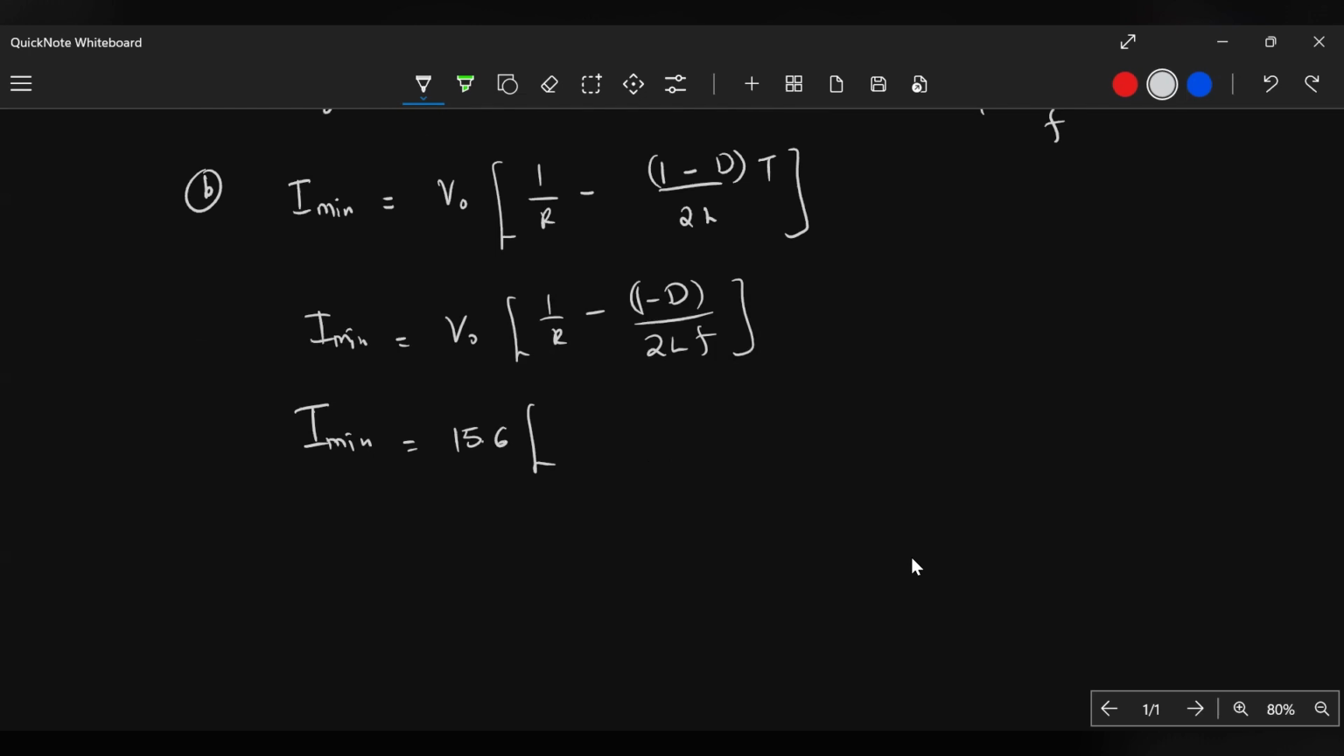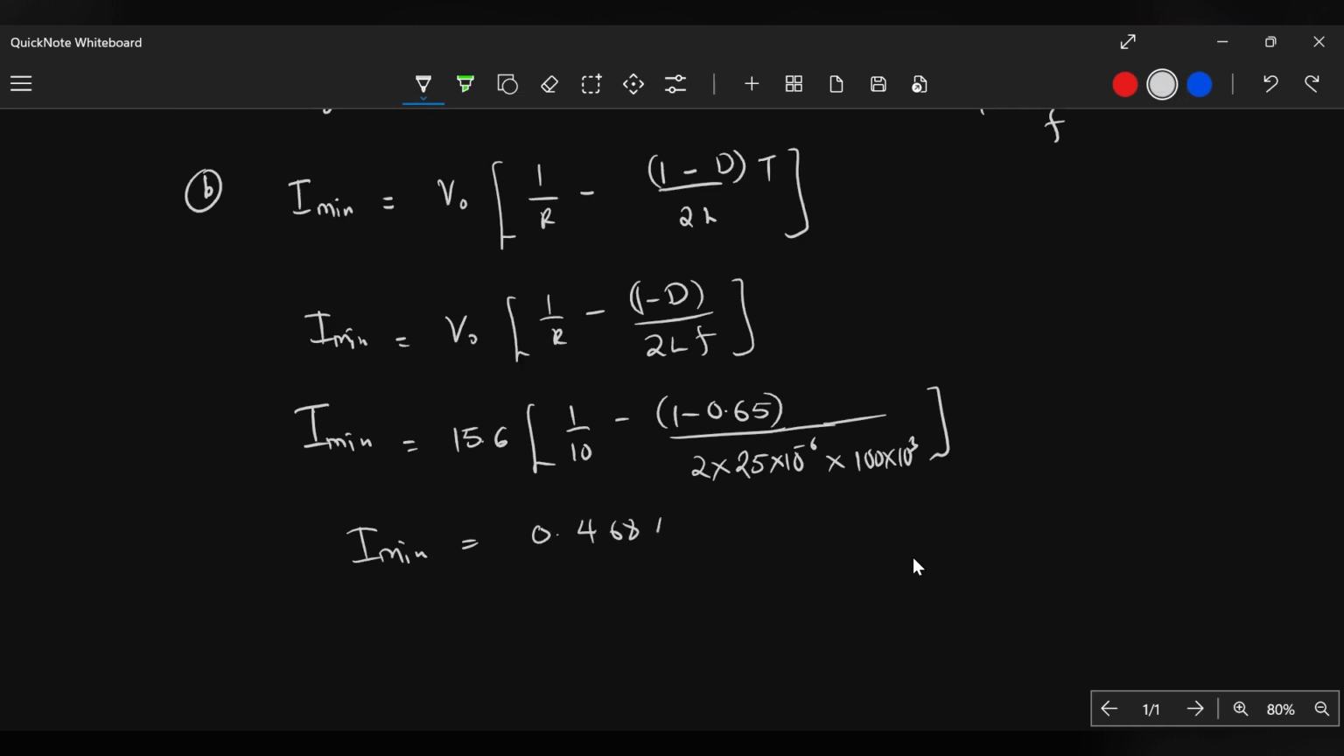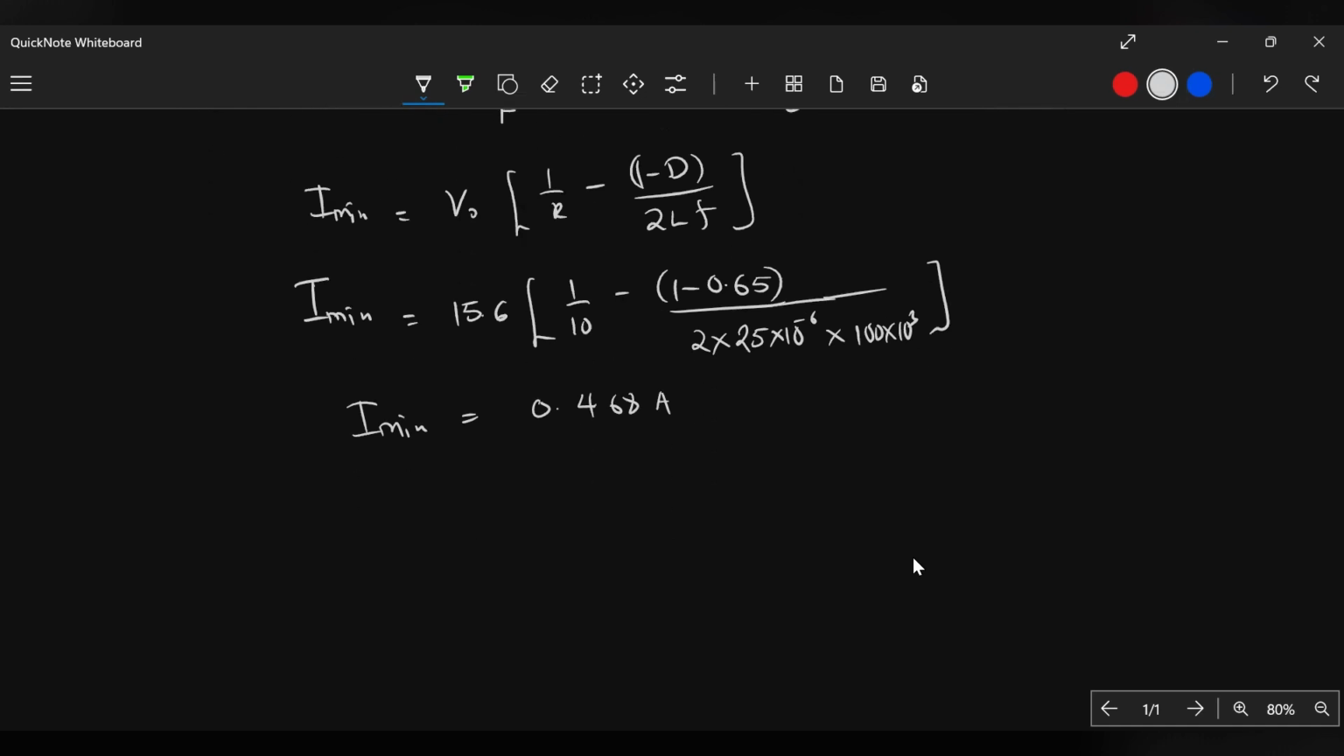The resistance we're given, which is 10 ohms. The duty cycle is 0.65. The inductance we are given as 25 microhenry, so this is 25 times 10 to the power negative 6. And then we are given the frequency, which is 100 kilohertz, 100 times 10 to the power 3. So if you calculate this, you find that the minimum current is simply equal to 0.468 amps. This is the minimum current of the inductor.